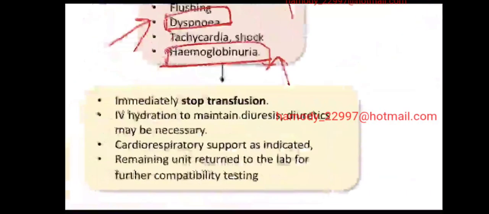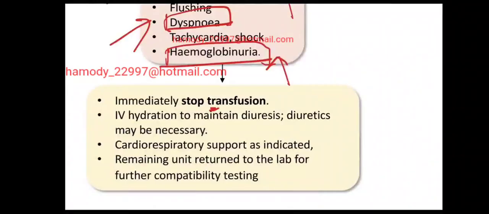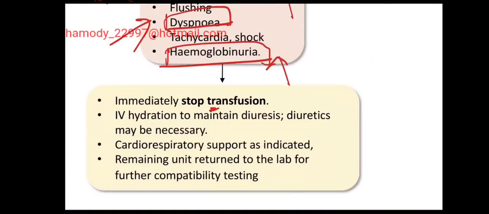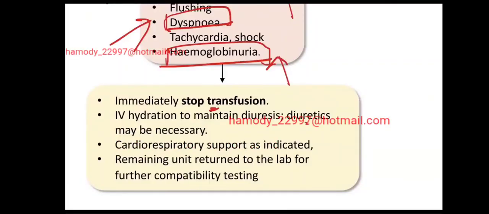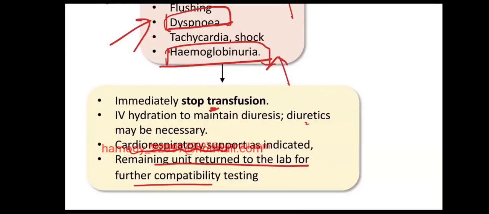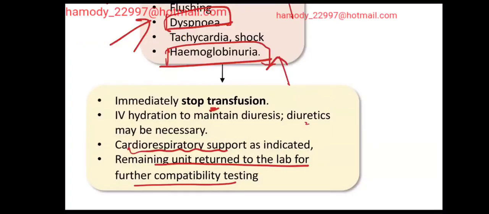So what do you need to do? First, you need to stop this transfusion immediately. IV hydration to maintain the diuresis. So make sure enough fluids have been given. Diuretics might be required after giving enough fluids. You might be giving furosemide. Cardiovascular support as indicated. Remaining units to be returned to the lab for further compatibility testing to see if there is any mishap, any clerical mistake. To see those things, you need to send back the units you are having to the lab.